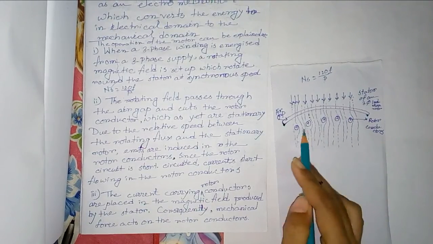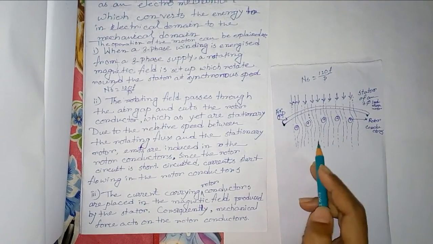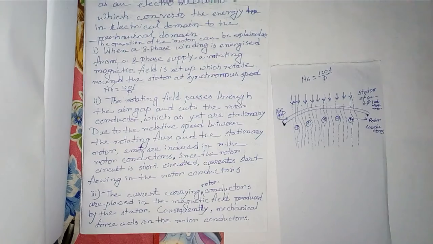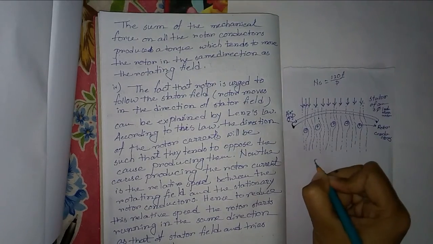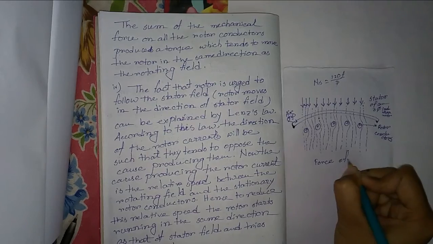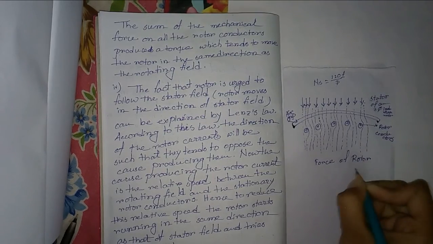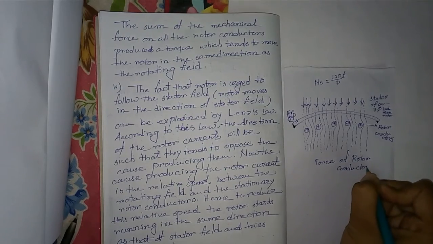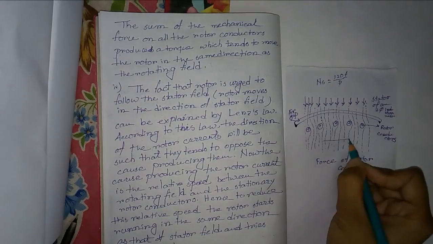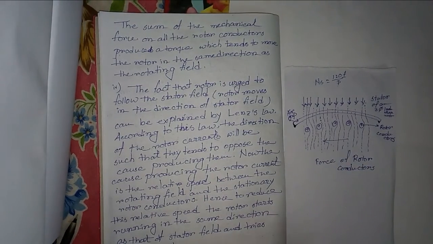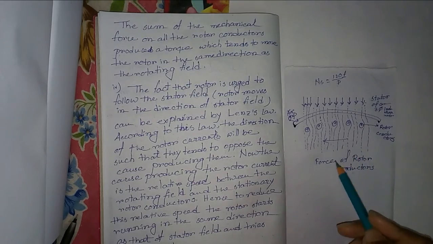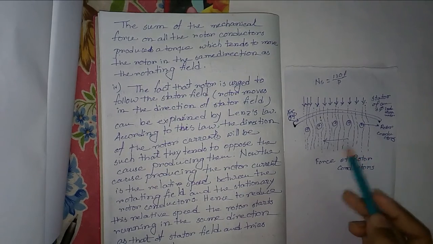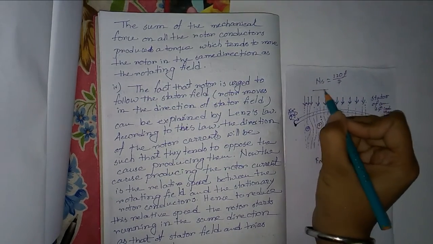The current-carrying rotor conductors are placed in the magnetic field produced by the stator. Consequently, mechanical force acts on the rotor conductors. The sum of the mechanical force on the rotor conductors produces a torque which tends to move the rotor in the same direction as the stator field rotates.